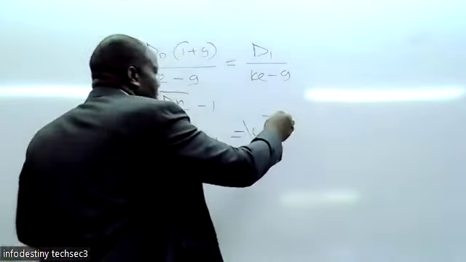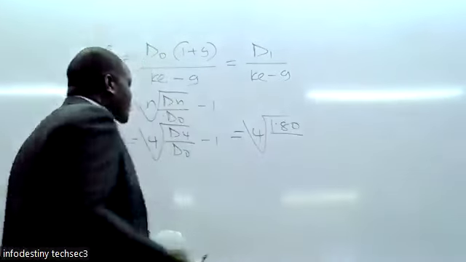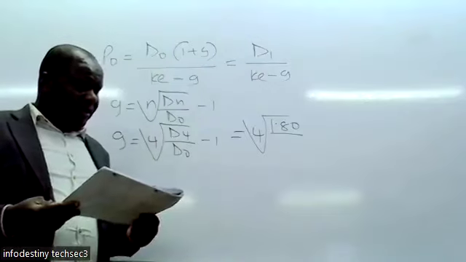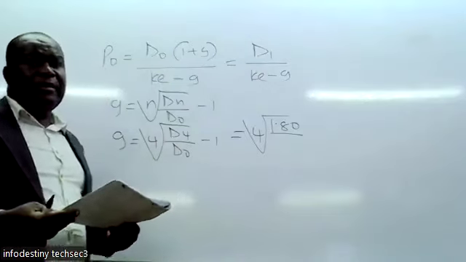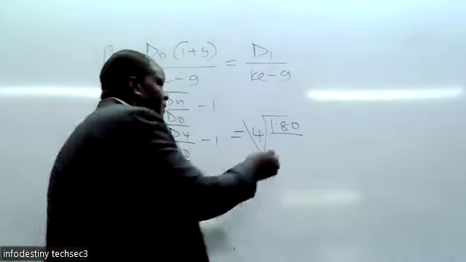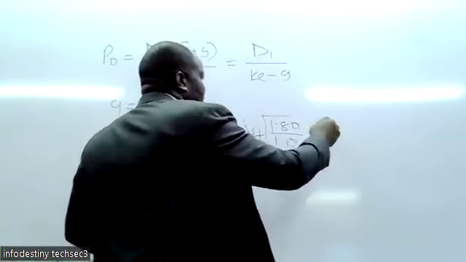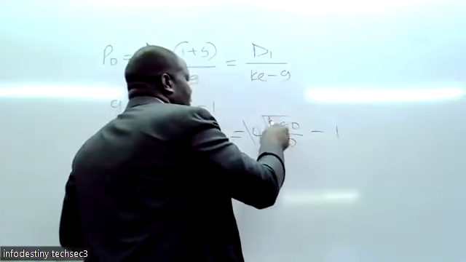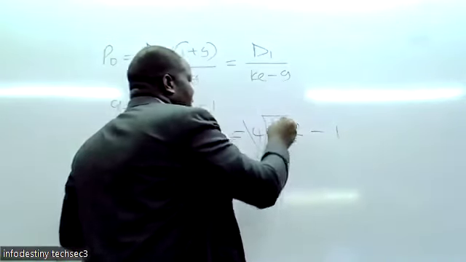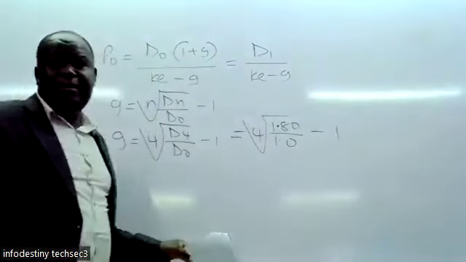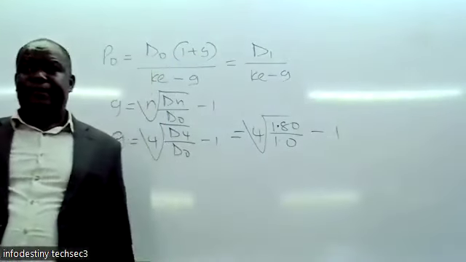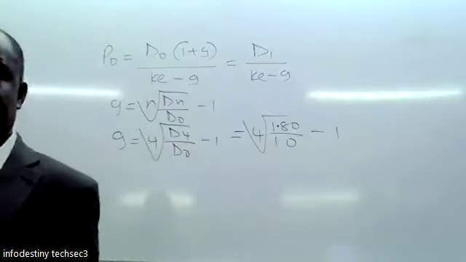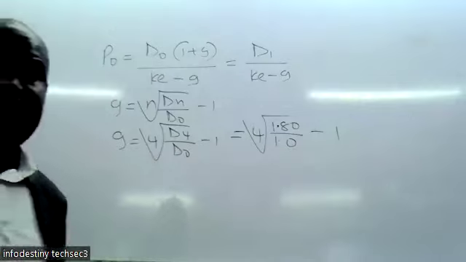So it is 1.80. So divide by D0. D0 is the dividend per share in the year 2013. How much is it? It is 1.0. Then you minus 1. So I want you to calculate that figure. Compute that one, then tell me it is giving you what percent.